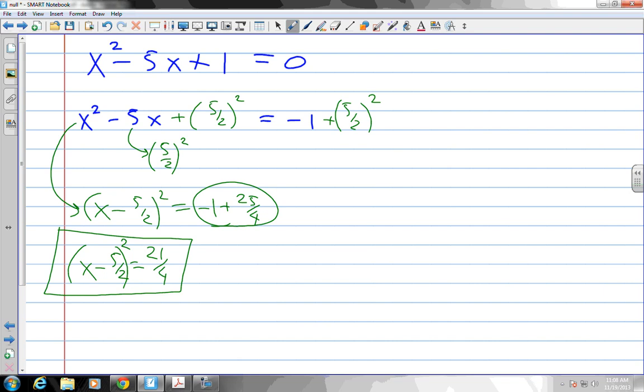Well, you just do 25 over 4 minus 1. So this is 25 over 4 minus 4 over 4. So it's 25 minus 4 over 4. So it's 21 over 4. So again, the hard part was to get to this point right here. So the question is how we got to this point, because the rest is just taking the square root and solving for x. The rest is the easy part. But how we got to that point, that's the important and the hardest part here.